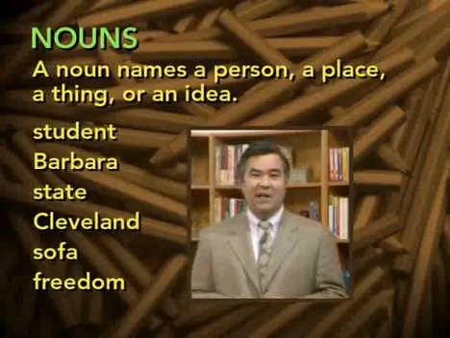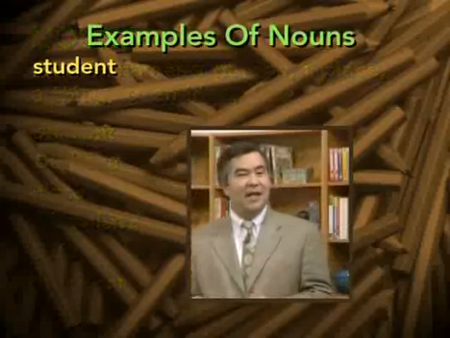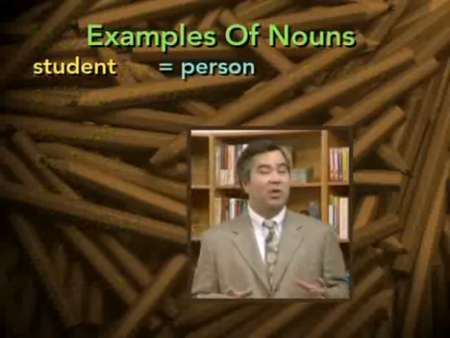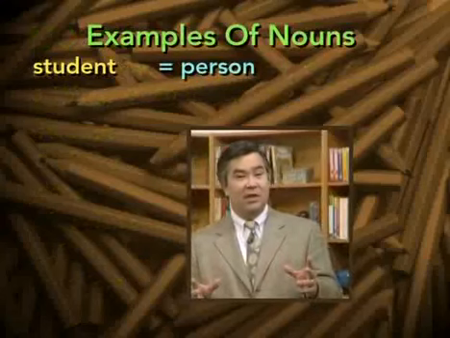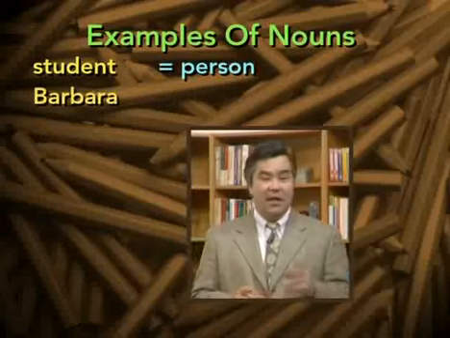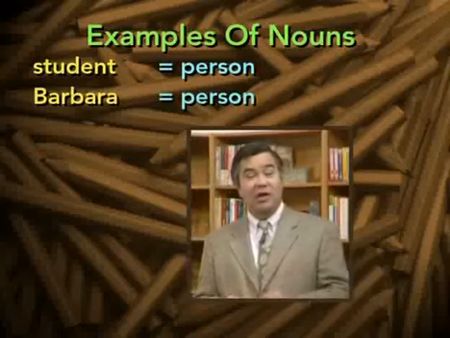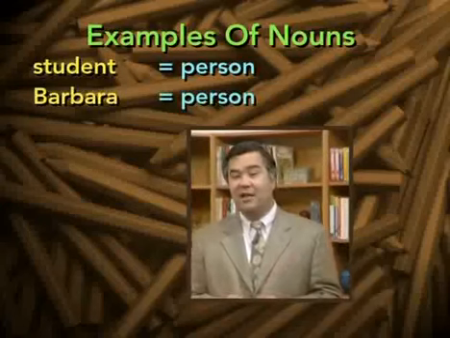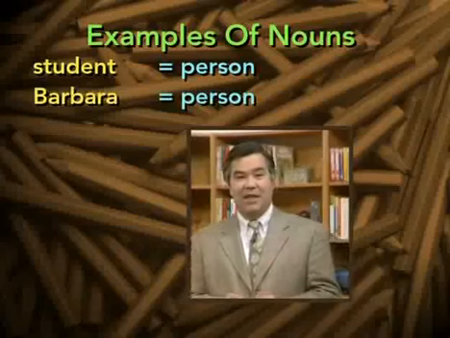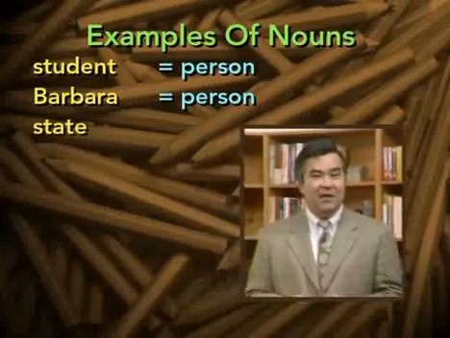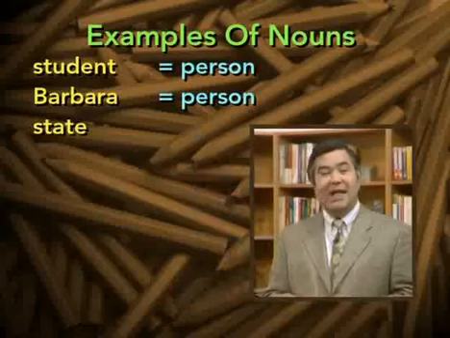Let's look at each example. What about student? What does that name? Well, that names a person, or at least a kind of person. How about Barbara? That names a person, and it names a specific person. We'll talk in a moment about the special kind of noun that Barbara represents. What about state? What does that name? Well, that names a place.